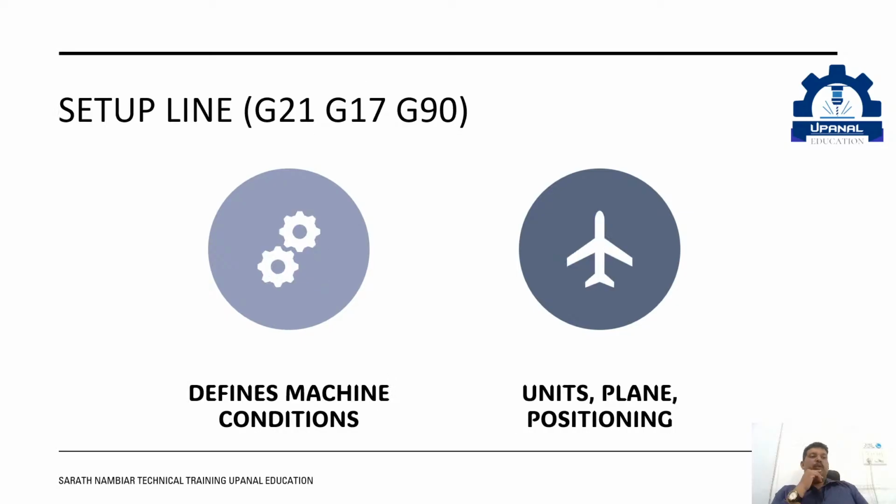Now we come to a very important part, the setup line. Here you see the codes like G21, G17, G90, etc. Don't worry about memorizing this, just understand the purpose. These codes are setting the machine condition. They are telling the machine what units to use, which plane to work on, how to interpret positions. Before machining starts, the machine must be in the correct condition. Otherwise, even if your movement is correct, the result will be wrong. So this line is like preparing the machine for the work.